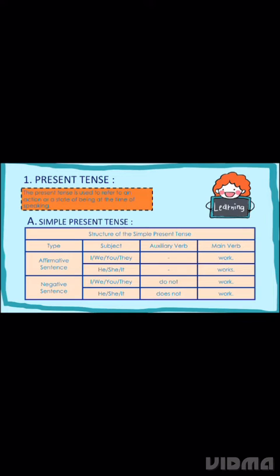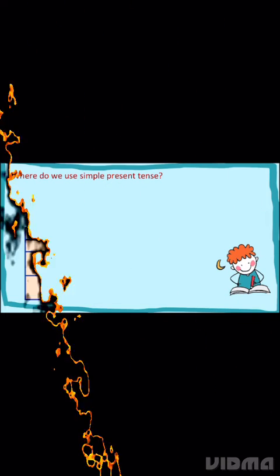He does not work in the office. She does not work in the office. It does not work properly. Now let's have a look at when and where we are using the simple present tense in our examples.